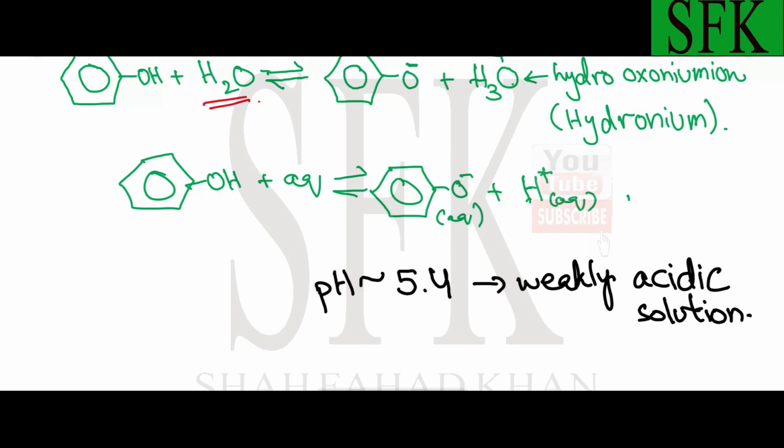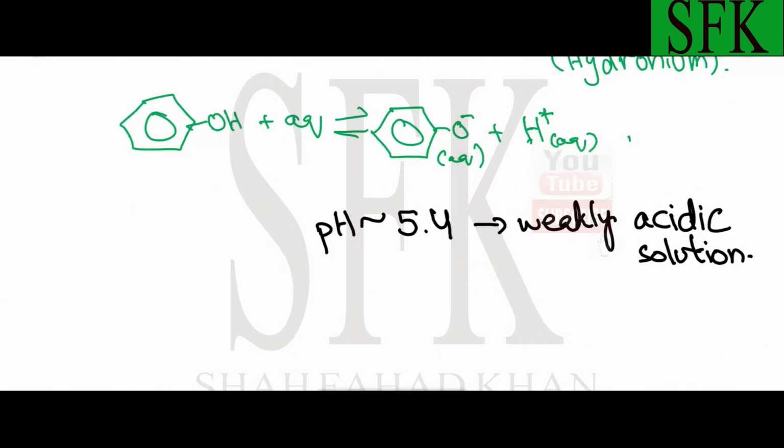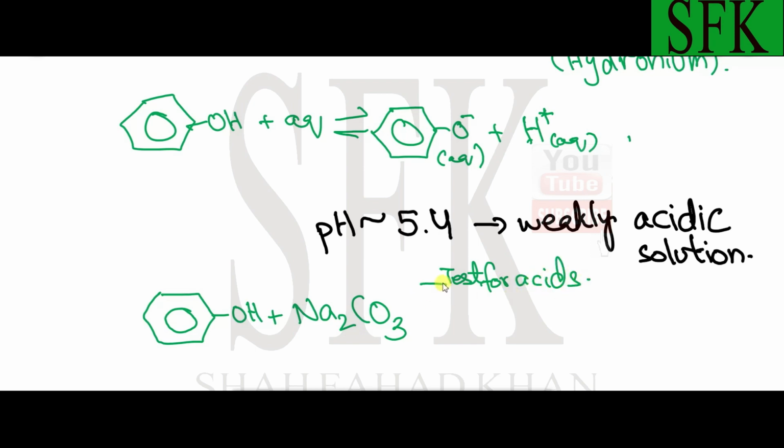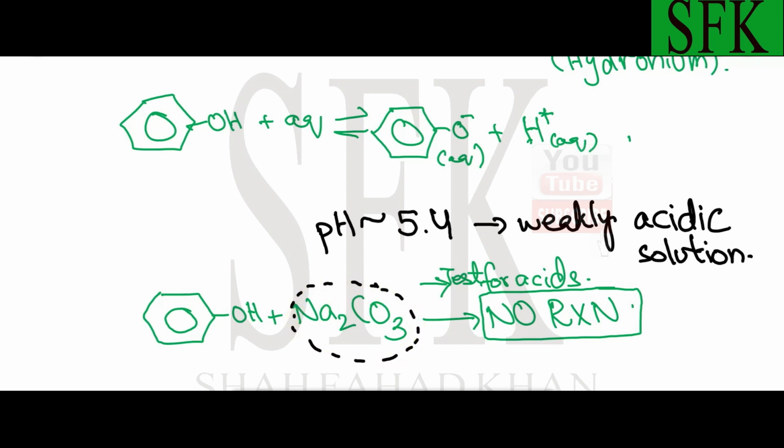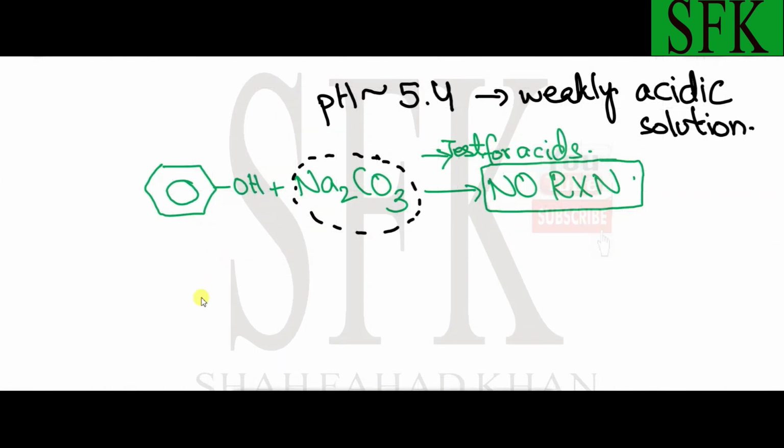Let's do another important reaction of phenol. What if we add phenol to sodium carbonate, Na2CO3? Sodium carbonate is generally used as a test for acids, right? Because it gives off carbon dioxide on reacting with acids. But when we react it with phenol, there is no reaction at all. This proves that phenol is not as strong an acid so that it could react with sodium carbonate. And similarly, as we've seen in the previous video, ethanol or any alcohol, when reacted with sodium carbonate, also gives no reaction.